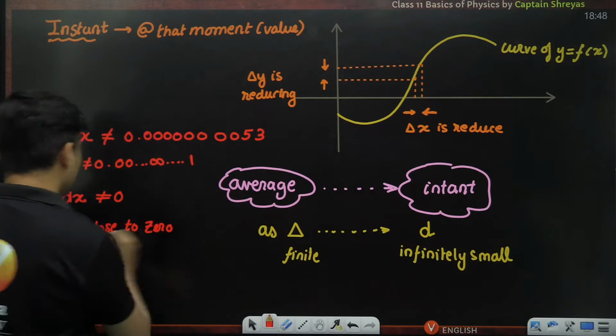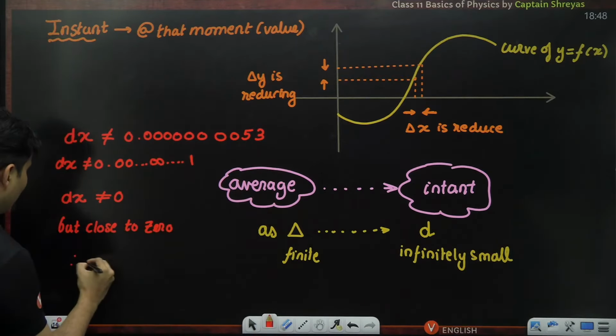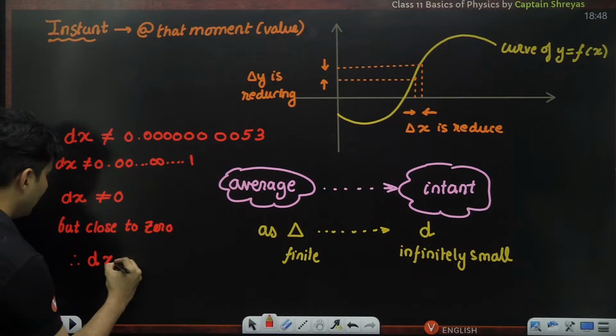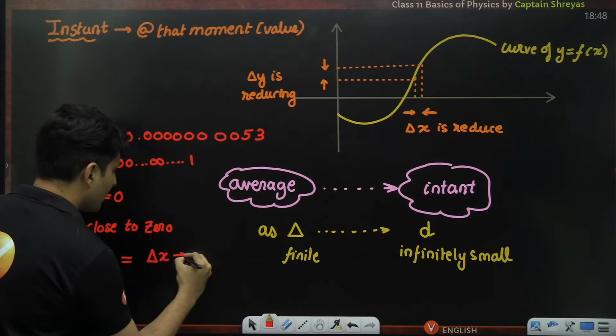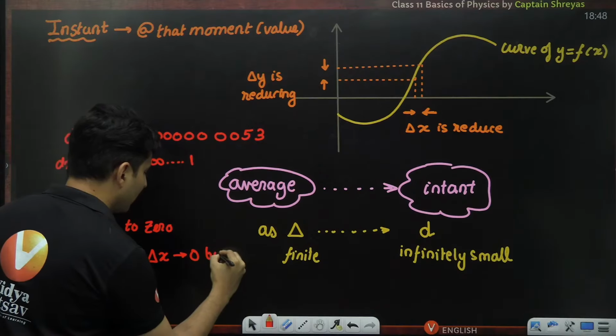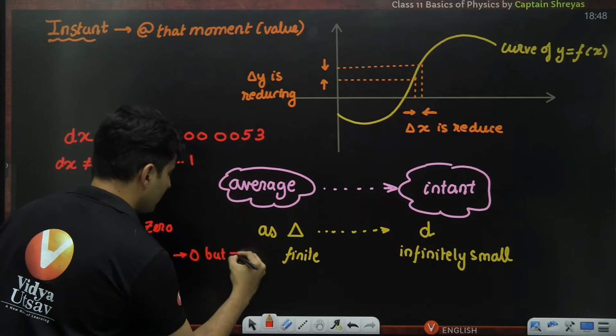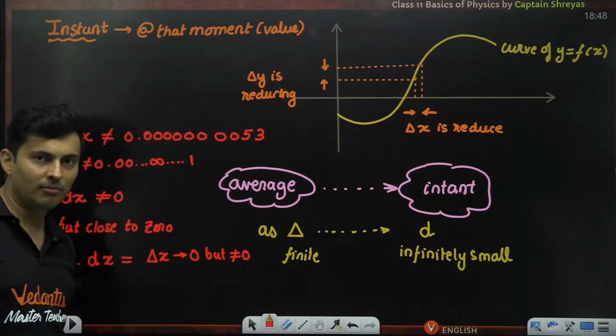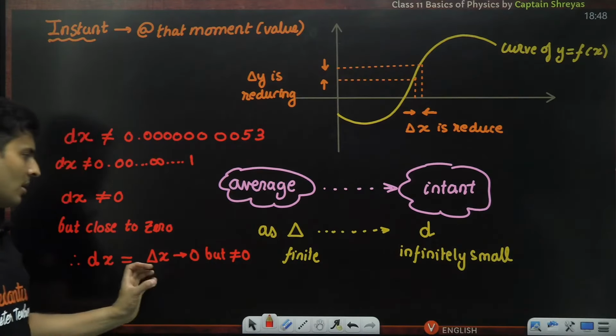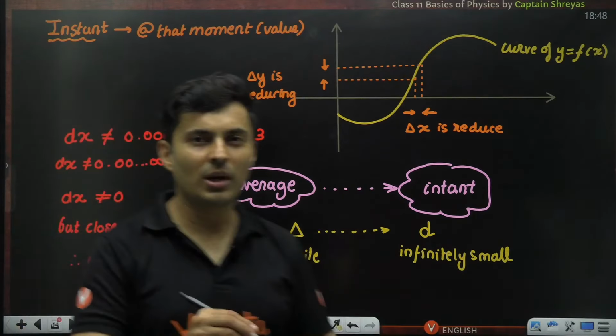Is that right? So it's close to 0. Therefore, it is often represented as dx, which is nothing but delta x close to 0, but it is not equal to 0. So dx is a very small number, but it is not 0, and there is no number that you can put on it.